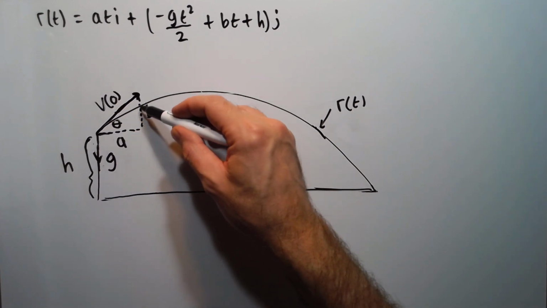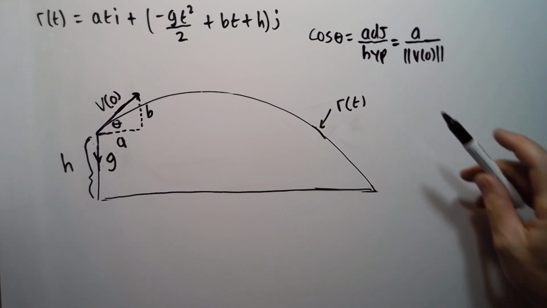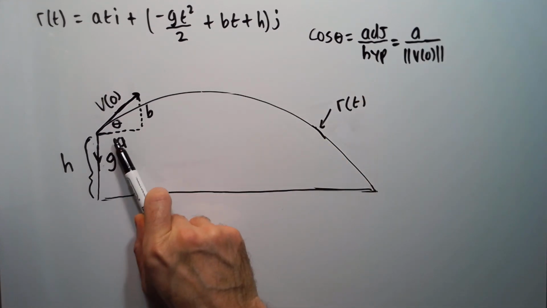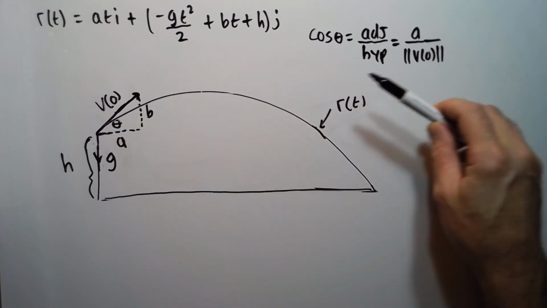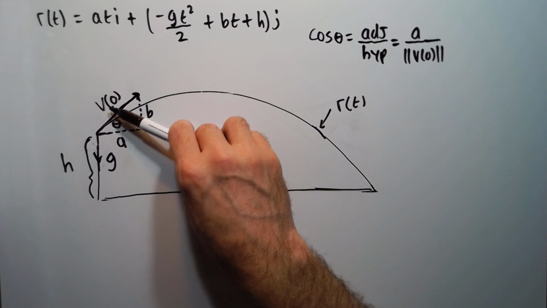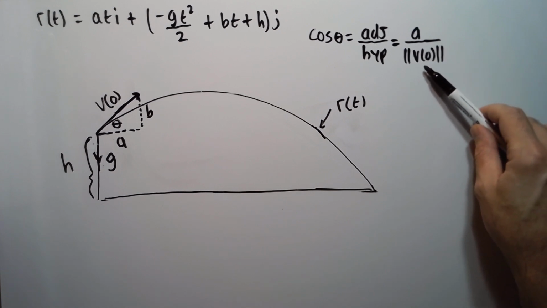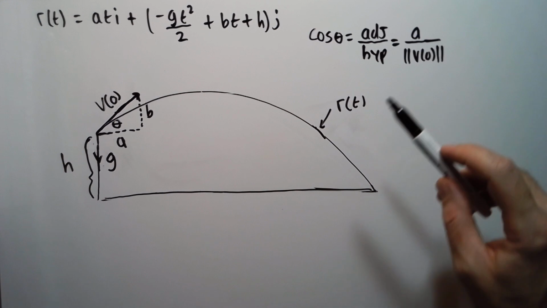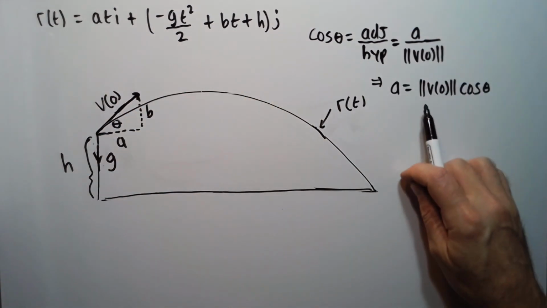We're going to be looking at this little right triangle here. Let's look at the cosine of theta. Cosine of theta is adjacent over hypotenuse. The adjacent side to the angle would be a, and the hypotenuse would be the magnitude of my velocity at time 0, so it'll be the speed at time 0. I can then solve for a by multiplying both sides by the magnitude of v0, the speed at time 0. So we get this, and we can replace the a over here with this.